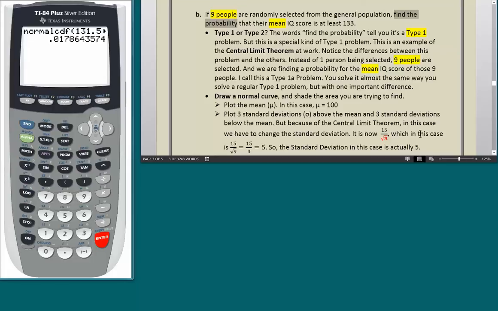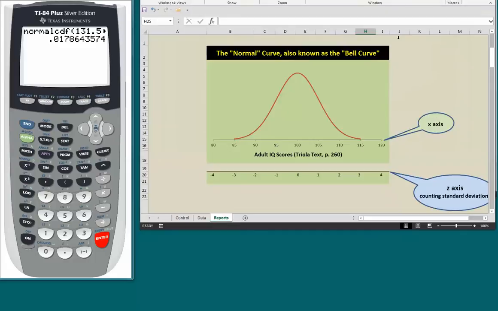And in this case, n is 9. So we have 15 divided by the square root of 9. The square root of 9 is 3. 15 divided by 3 is 5. So in this case, the standard deviation is actually 5. So it's very important to remember when they're giving you a group of people that you're working with rather than just one, and asking you to find a probability for their mean, you have to take your standard deviation and divide it by the square root of n, and n is simply how many people you have chosen.